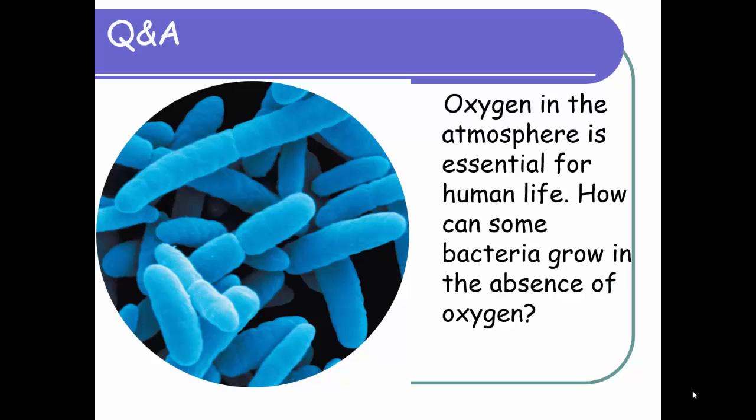The question for this chapter is: oxygen in the atmosphere is essential for human life. How then can some bacteria grow without oxygen being present? We'll answer that further in the lecture.